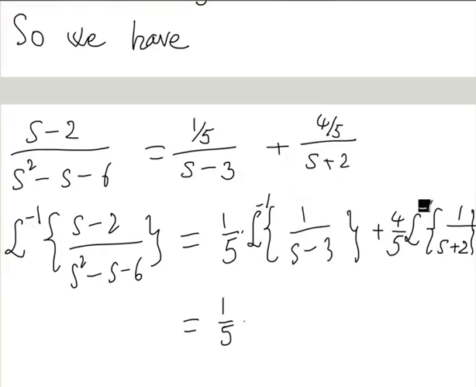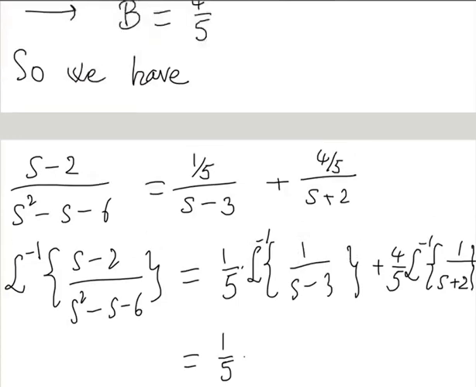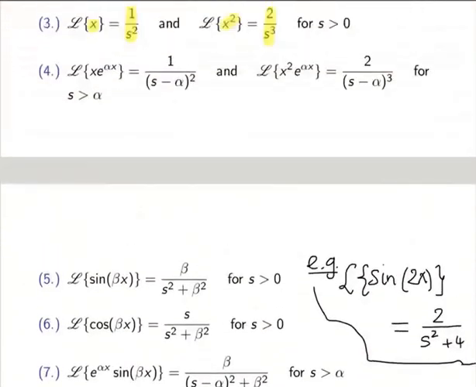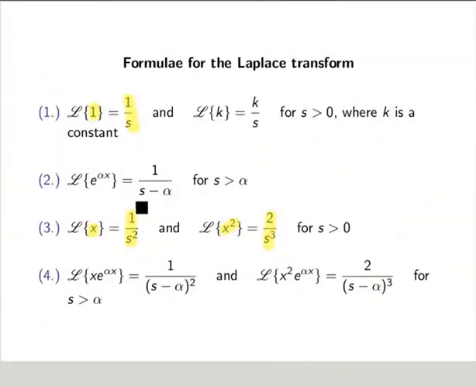So we get the coefficient 1/5 times, what is the inverse Laplace transform of 1 over s minus 3? We need to go back to the table. We look for 1 over s minus 3. Among these formulas, number 2 is the correct one, 1 over s minus 3. So the inverse Laplace transform will be e to the 3x.